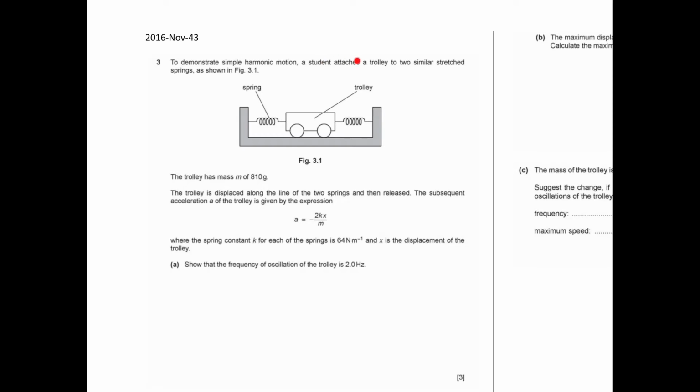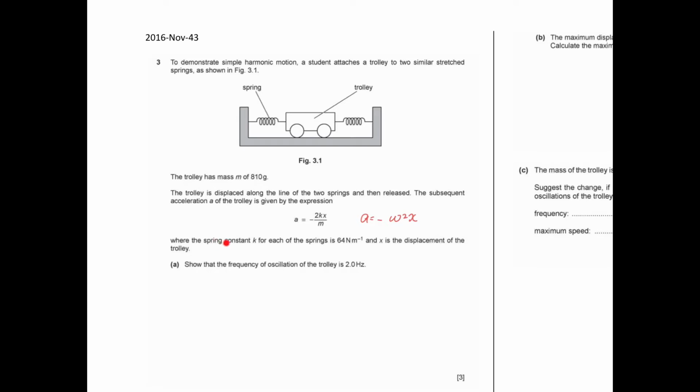A student attaches a trolley to two similar stretched springs as shown in figure 3.1. The trolley has mass m of 810 gram. The trolley is displaced along the line of the two springs and then released. The subsequent acceleration a of the trolley is given by the expression a equal to minus 2k over m times x. Normally our equation is a equal to minus omega squared x, so now they give a different form. No matter, we continue first.